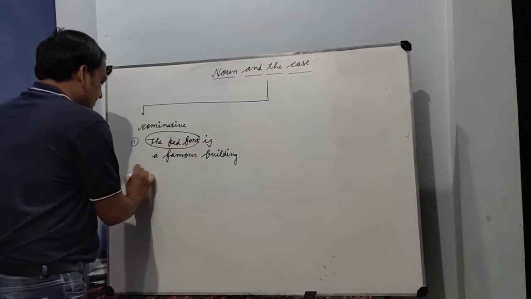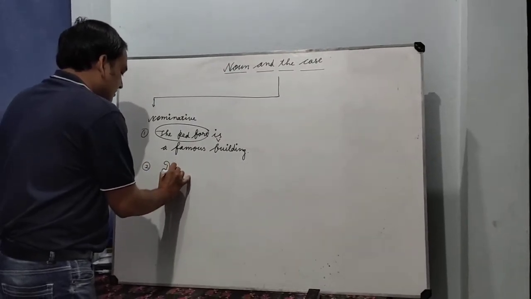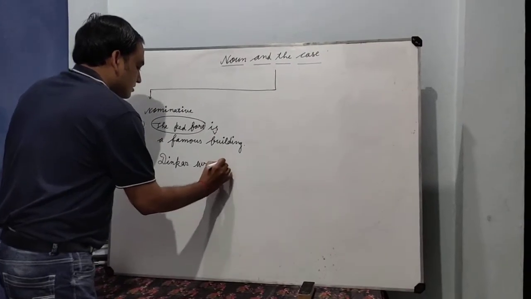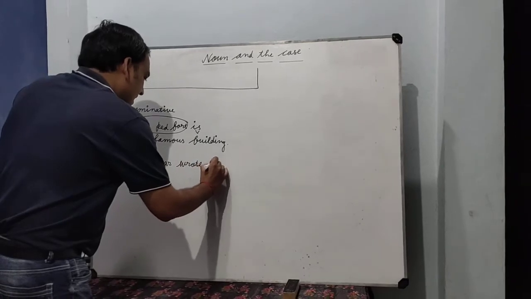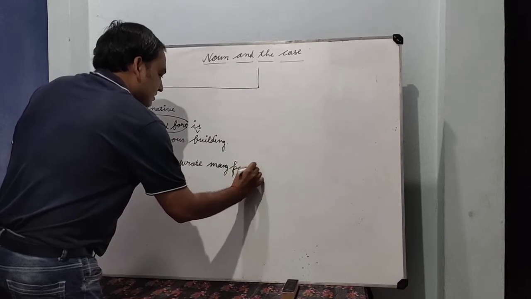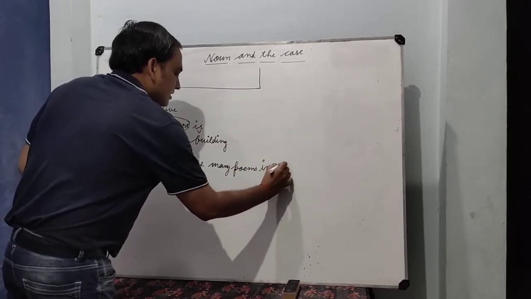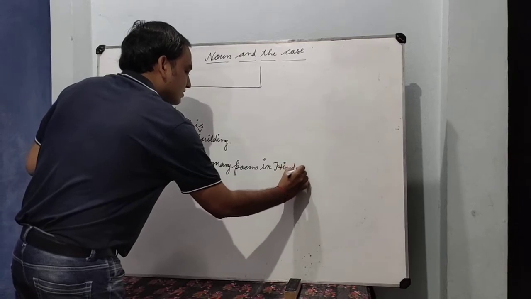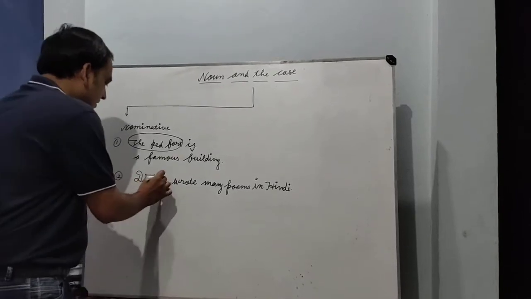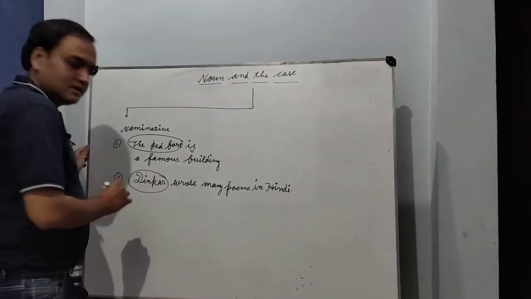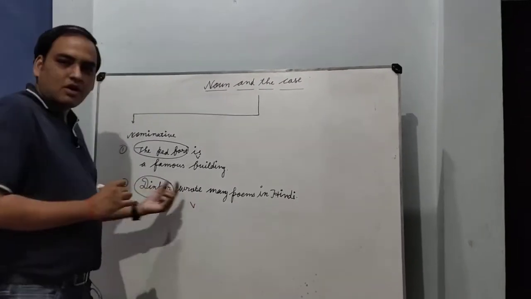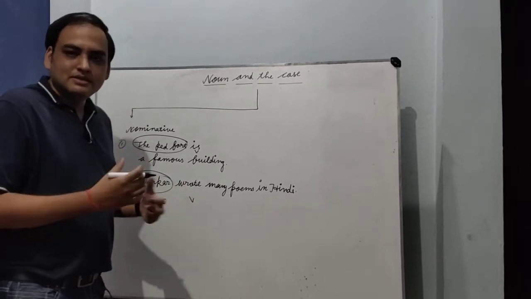Number two, Dinkar wrote many poems in Hindi. Okay, who was Dinkar? Dinkar was a poet of Hindi literature. So here Dinkar is a nominative case. This is nominative case of the verb wrote. Wrote means written something, ना कुछ लिखना.